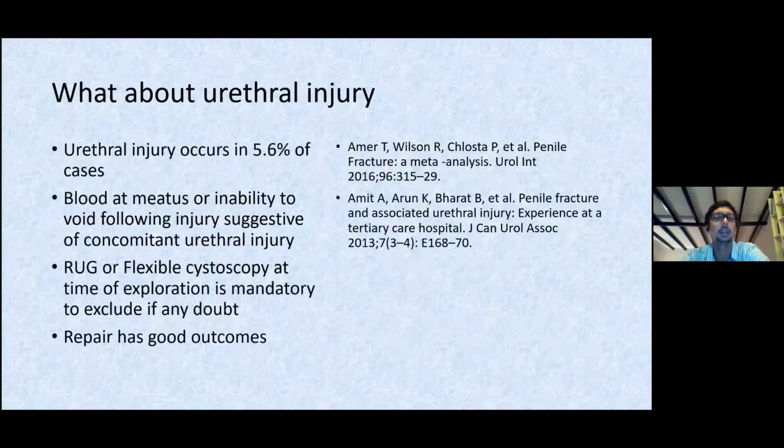And regarding urethral injuries, it's about 5 to 6% in most series, and we have to be mindful of it. Retrograde urethrogram or a flexible cystoscopy is advocated if there is any doubt of urethral injury. And regarding the repair, a simple repair over the catheter while repairing the tunica is adequate, and subsequent stricture rates, according to the evidence, are very low compared to other urethral injuries not associated with penile fracture. If you repair it over the catheter, they say the results are good.